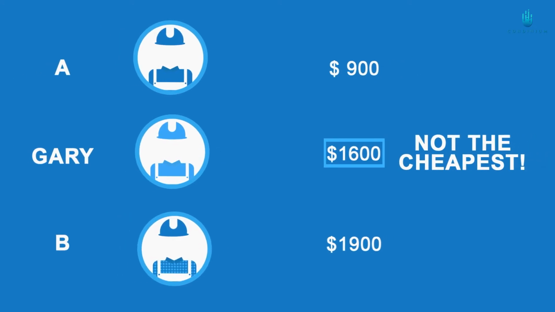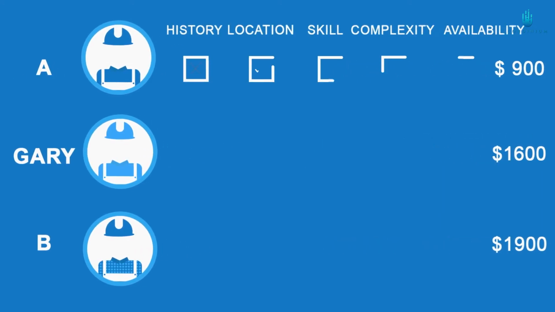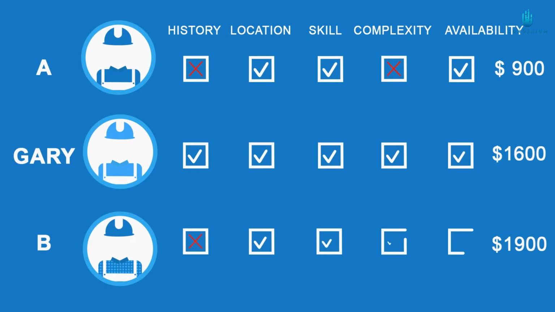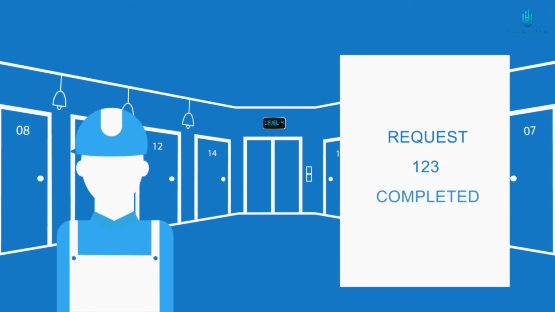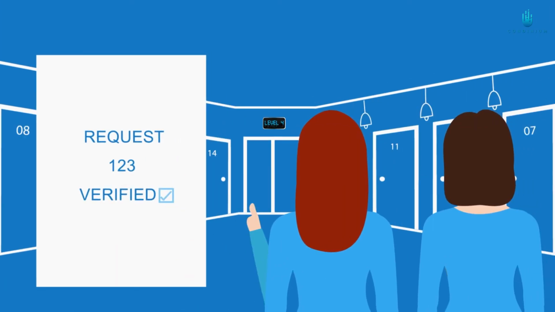Even though Gary's estimate is not the cheapest, Condinium takes into account many other factors in its value and money algorithm. A smart contract is generated. Gary completes the work. Angela and/or other residents verify the repair.